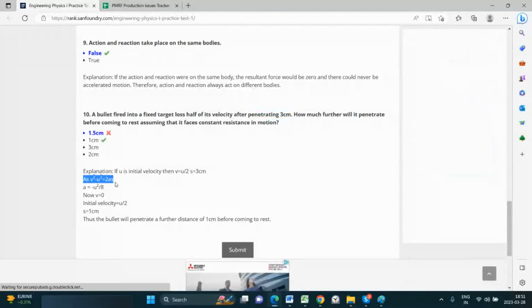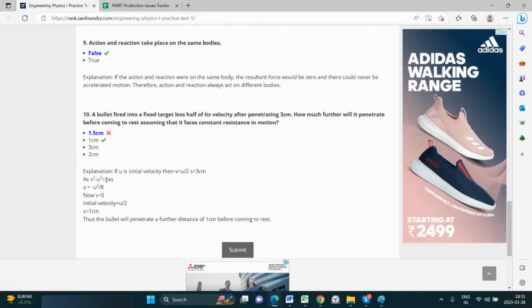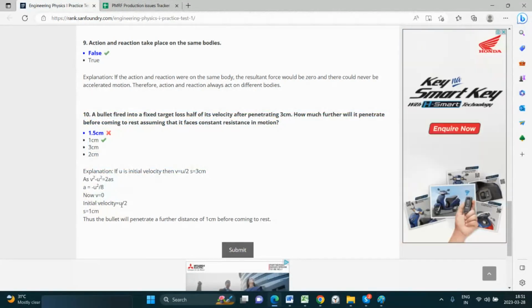V ஸ்கொயர் மைனஸ் U ஸ்கொயர் இஸ் ஈக்குவல் டு 2AS. இதுல அப்ளை பண்றாங்க. Initial velocity is U by 2. U by 2 அப்படின்னா அந்த 2AS வருது பார்த்தியா, அதை by 2 பண்ணிட்டாங்க. அப்போ டோட்டல் ஸ்பீட் வந்து 1 சென்டிமீட்டர். Doubts? I also thought it is 1.5 because 3 centimeter இன்னொரு அது உள்ள போறதுக்கு முன்னாடி it will be 1.5 நினைச்சேன்.